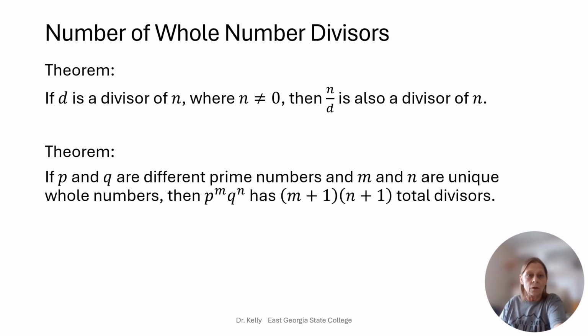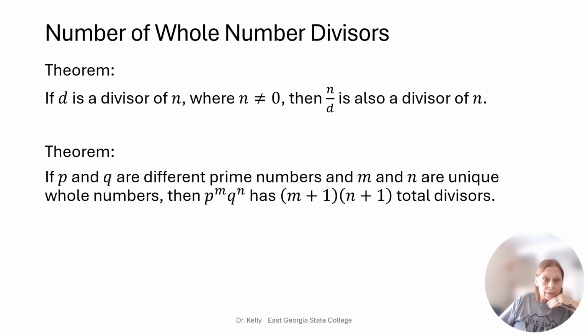All right, knowing how many divisors a number has is a big important thing, and so for the number of whole number divisors, we're going to be given a theorem here. It says if D is a divisor of n, where n is not equal to 0, then n divided by D is also a divisor of n, and that makes sense.